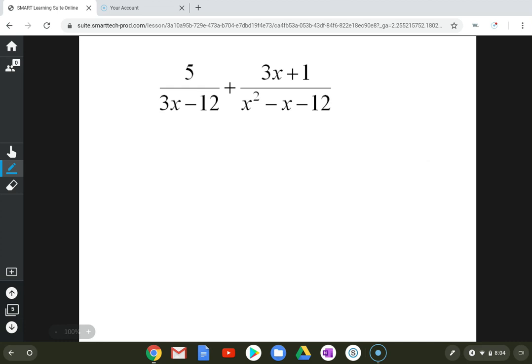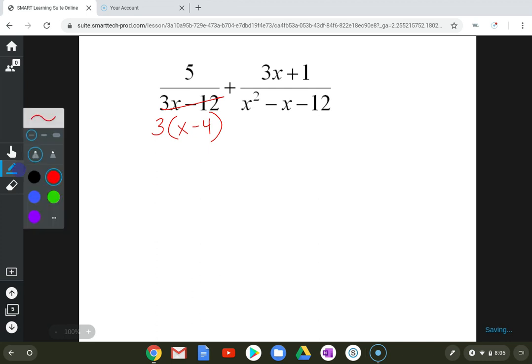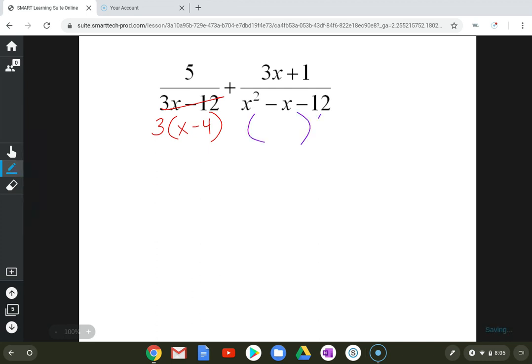All right, let's take a look at this next one. Before we find the LCD, the first thing we have to do is make sure everything is factored. So this first denominator, I'm going to factor a 3 out and write it as 3 times x minus 4. The second denominator, I'm going to factor as x minus 4 times x plus 3.